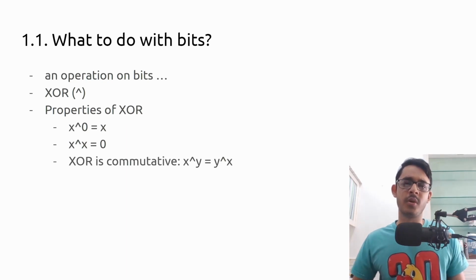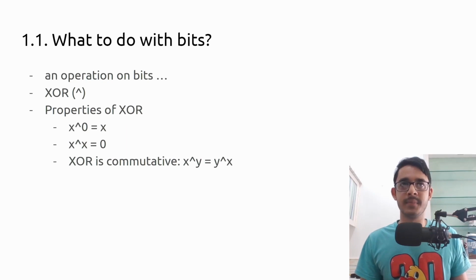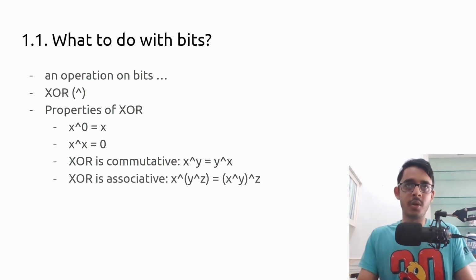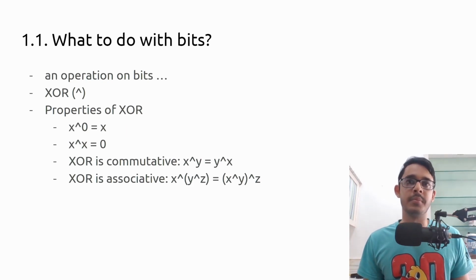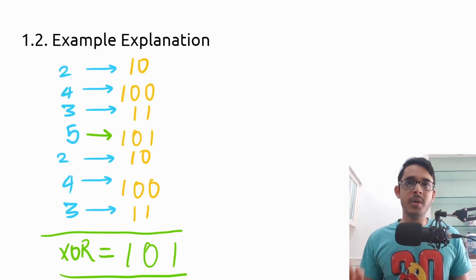Then we also know that XOR is commutative, which means that x XOR y is the same as y XOR x. XOR is also associative, which means that it does not matter what the order of the bracketing is. All of them are going to give the same result. Okay, let's take an example to understand this better.